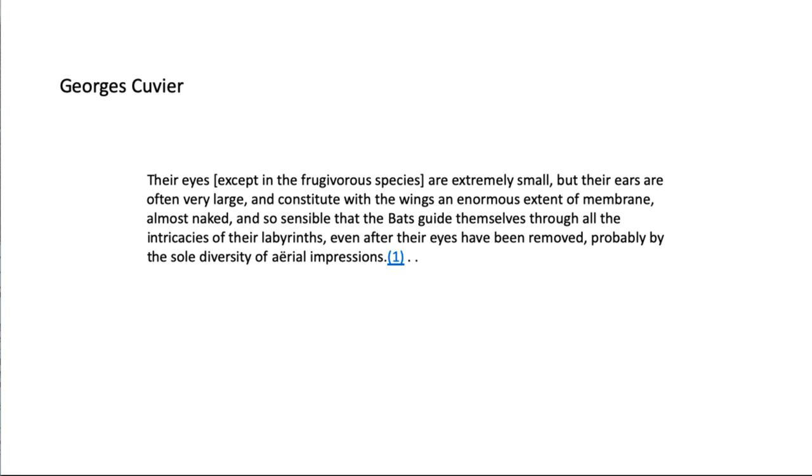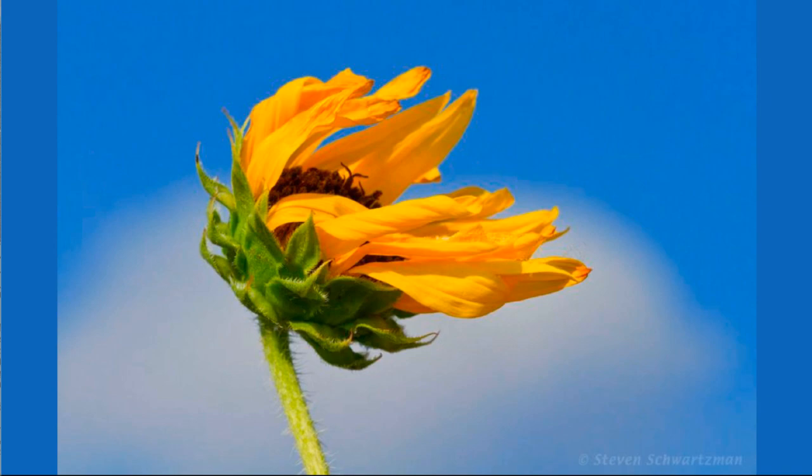So Georges Cuvier, a natural scientist, started theorizing about how bats could fly even when they're blind. He says even after their eyes have been removed, they are able to navigate. So he talks about the ears and the wings of bats receiving aerial impressions. So the movements of the air are pressed onto the bat's wings and ears, and they are able to discern from the movements of the air where things are. That was his theory. So, of course, we are impressed by wind.